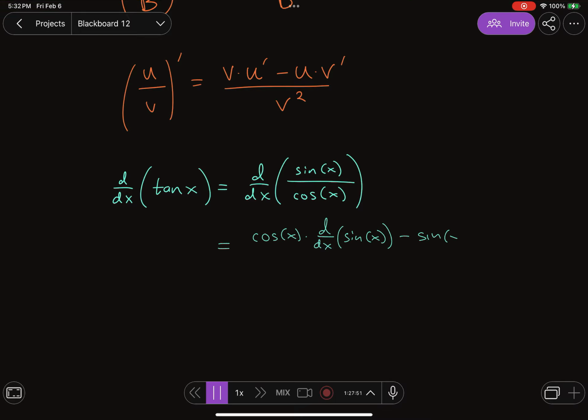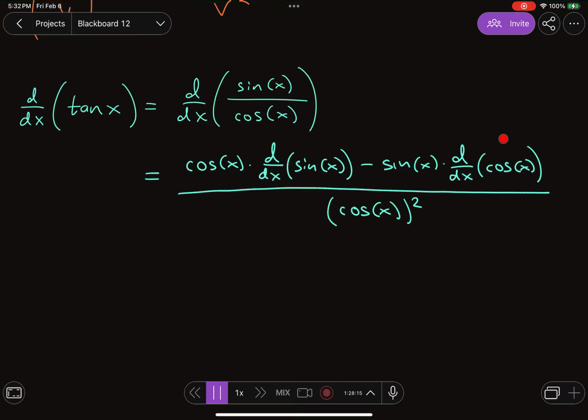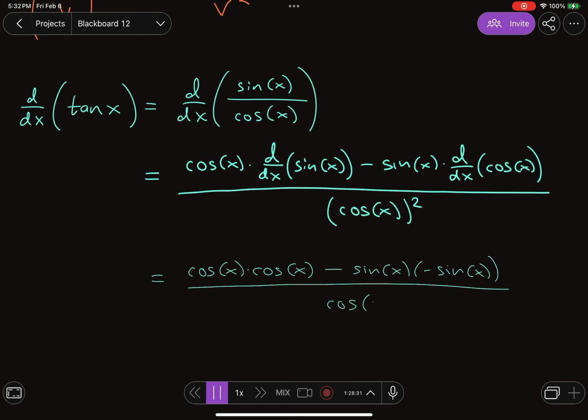But we know what this is. This thing right here, a second ago, we showed that that is the cosine of x. Your homework was to show that the derivative here is the negative sine of x. So what we have is the cosine of x times the cosine of x minus sine of x times the negative sine of x, all divided by the cosine of x squared.